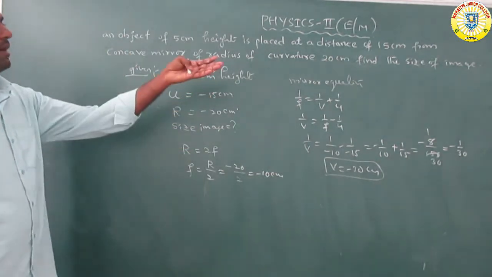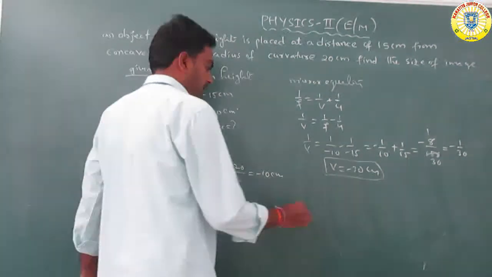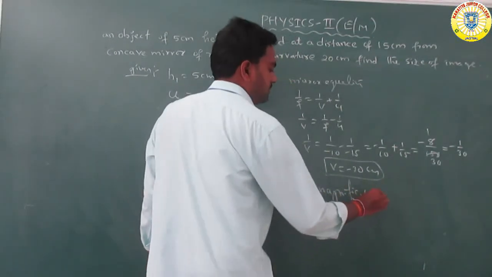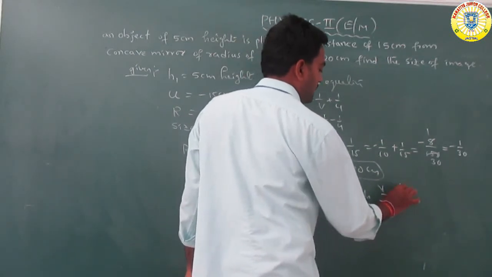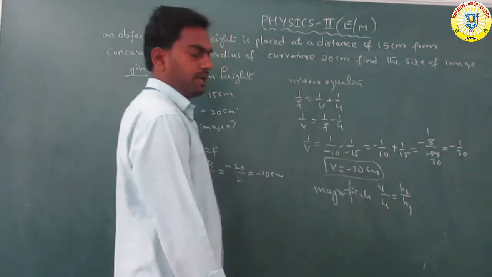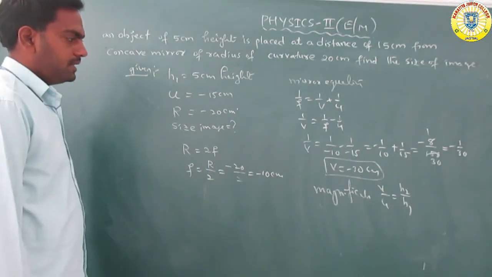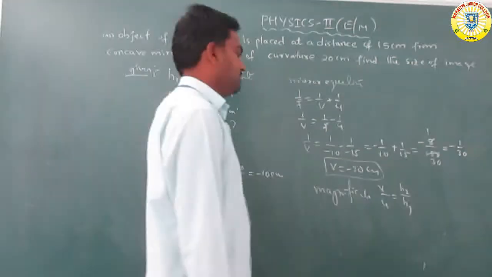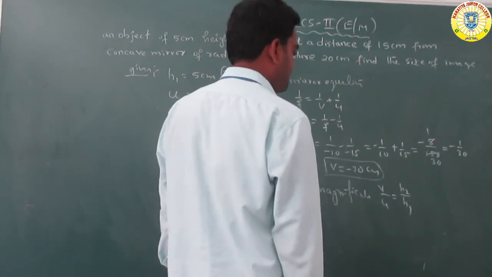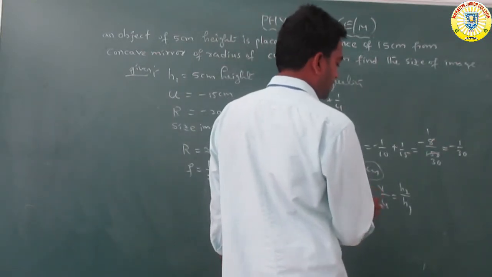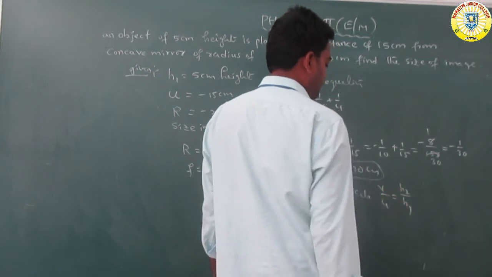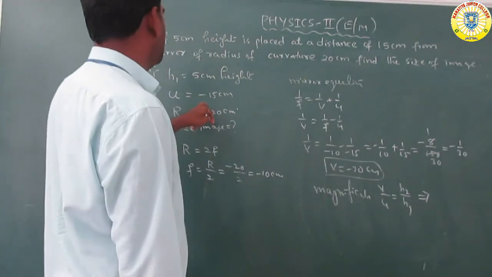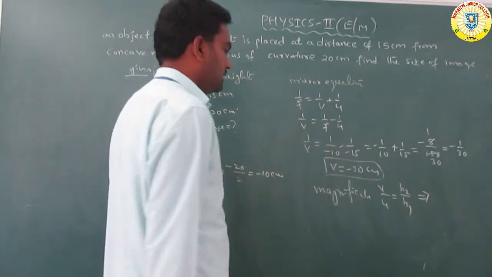To find the size of the image, we use the magnification. According to the formula, magnification v by u is equal to h2 by h1. Here h1 is 5 centimeters. So v by u is equal to h2 by h1. Now v by u, with the given information u is 15 centimeters and v is 30.